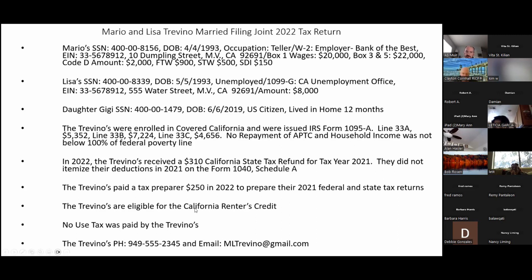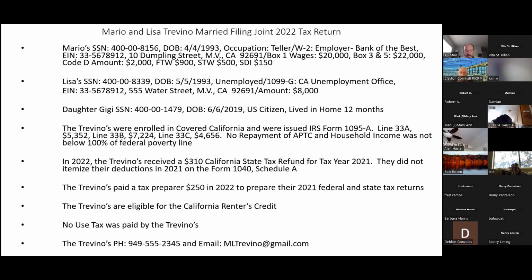We already talked about the renter's credit. Again, you have to rent California property for 6 months plus. No use tax, so that's something we're not going to worry about. And then contacting the individual, typically because of a reject. I don't know if Emily's on the call here, but our rejected returns are perfected, and we have to reach out to the taxpayer.